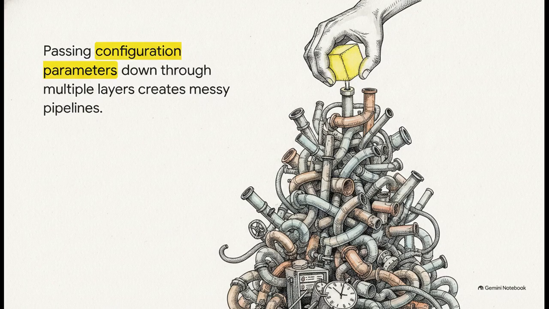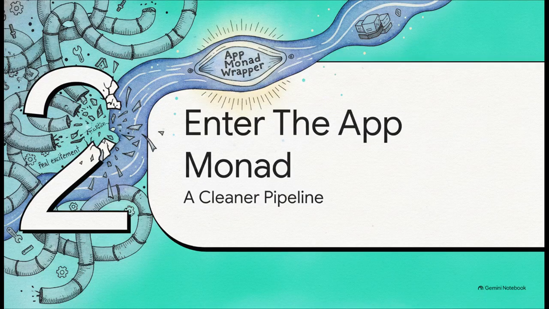This explicit manual dependency injection just clutters up everything. It creates messy, tangled pipelines where your actual business logic gets buried under the sheer weight of configuration routing. It makes your function signatures incredibly brittle, and honestly, it makes refactoring a total nightmare. Which brings us to Section 2.